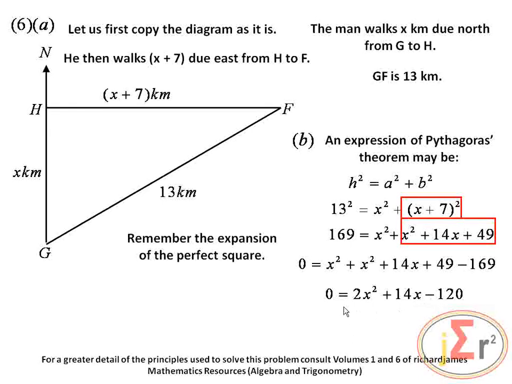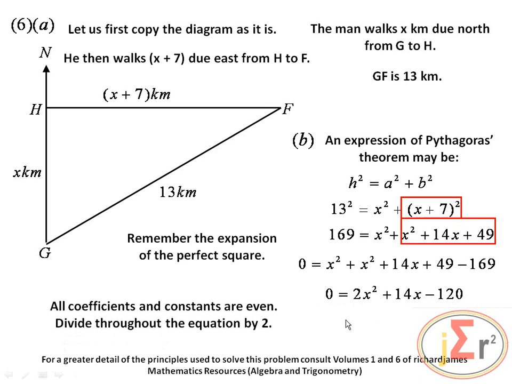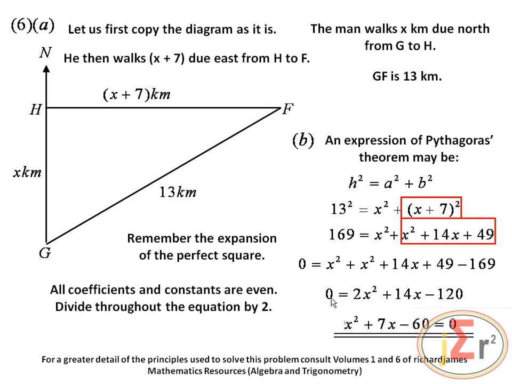And then we realize that all of the terms of this equation may be divided by a common factor of 2. So 0 divided by 2 is 0, and the rest follows. 14 divided by 2 is 7. 120 divided by 2 is 60. In this particular case, we reverse the equation with 0 on the right hand side and all of the terms on the left hand side.